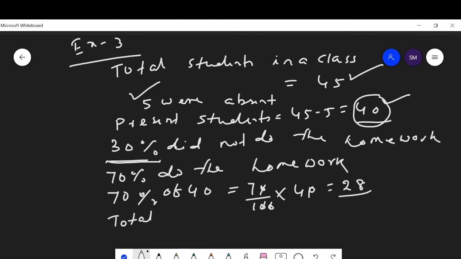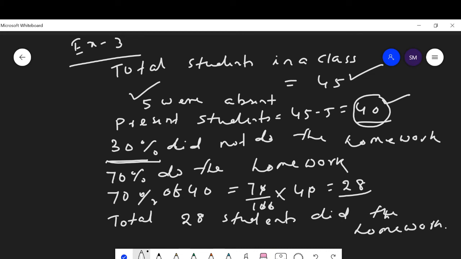Total 28 students did the homework. Okay. Is it clear? Okay. Then next.